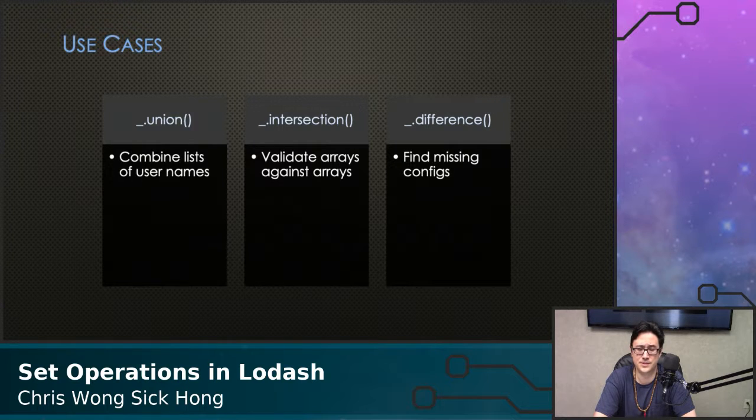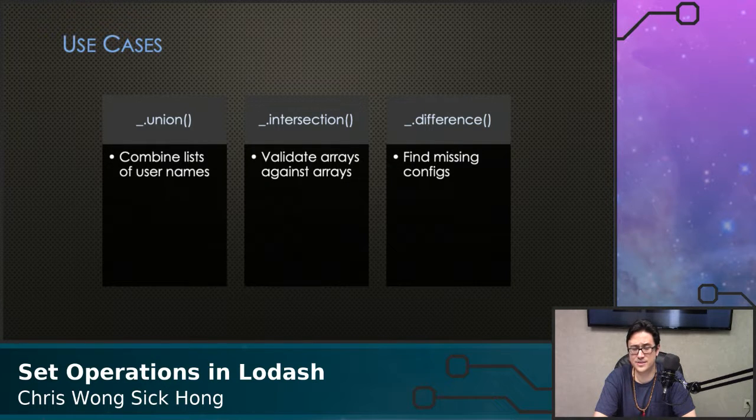Intersection can be used to validate arrays against other arrays. Say you have a list of commands, or HTTP addresses you're allowed to make CORS requests to, and you want to whitelist them against an array of addresses that are valid. That way you can use intersection to streamline the checking process rather than doing potentially a for loop structure and checking each individually against something else.